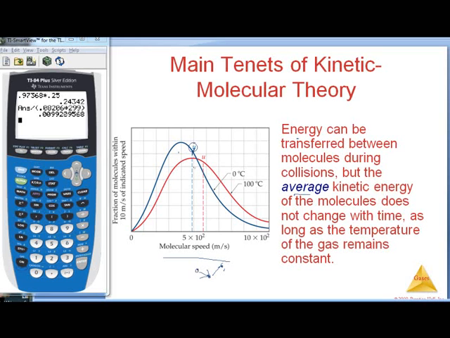Now if I increase the temperature, I end up with a wider distribution. Because I have the same amount of gas, the area under the curve is the same, but the distribution of those particles is spread further, and then I end up with a higher average and a bigger tail, right? As it spreads out, the tail becomes larger, and I have more particles at that higher speed.